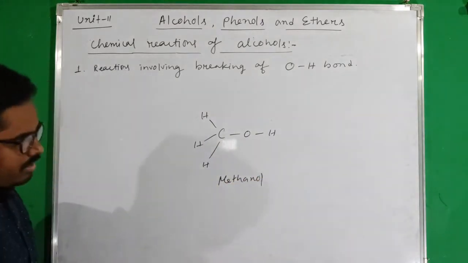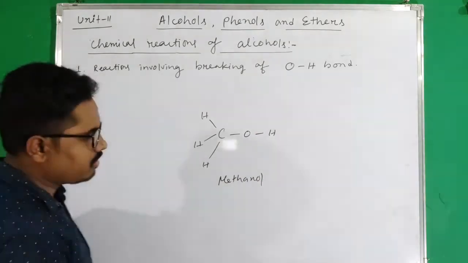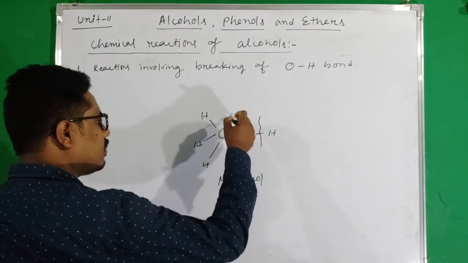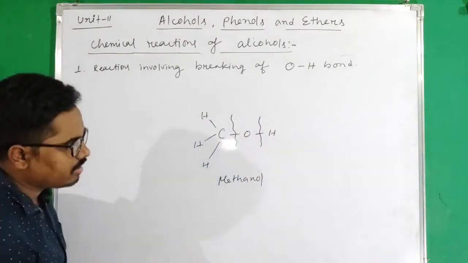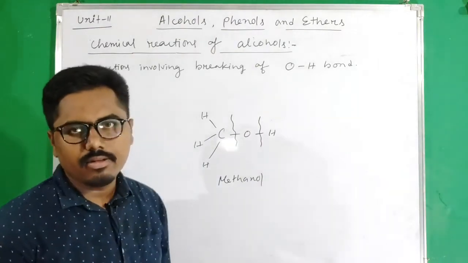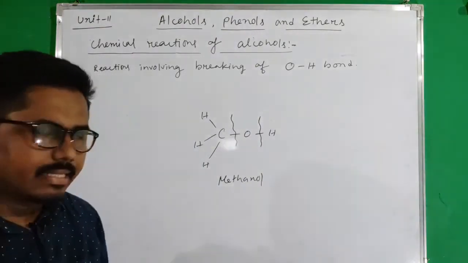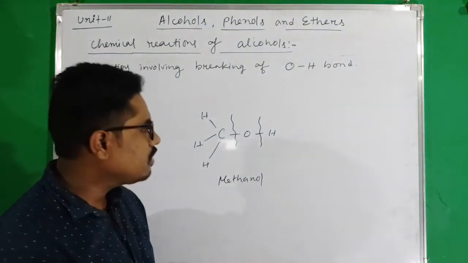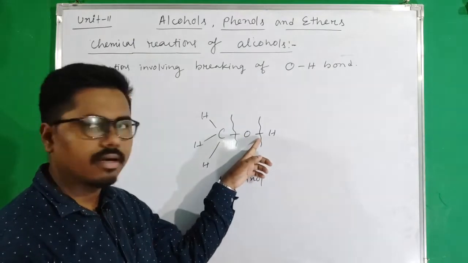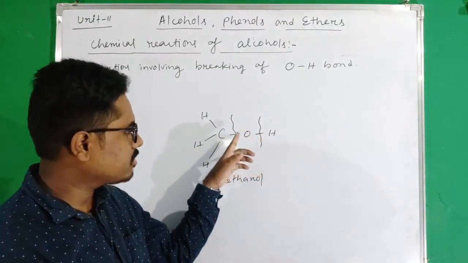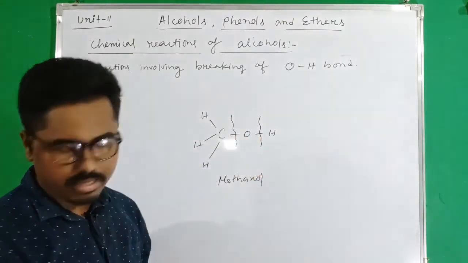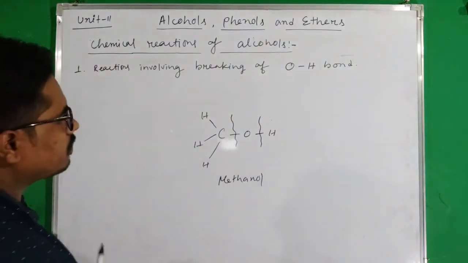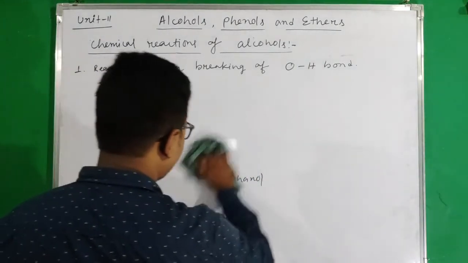Here in case of alcohols, two bonds can break. This bond can break, and this bond can also break. But first we will discuss the chemical reactions which are due to breaking of this bond. After that we will discuss the chemical reactions due to breaking of this bond. So our heading is reactions involving breaking of oxygen hydrogen bond.